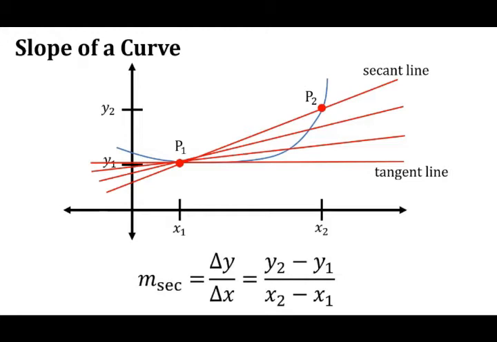So the slope of the curve, so secant, its slope is change in y over change in x. So y sub 2 minus y sub 1 over x sub 2 minus x sub 1. So that is the slope of the secant line. Not the slope of the curve, I'm sorry. Slope of the secant line.